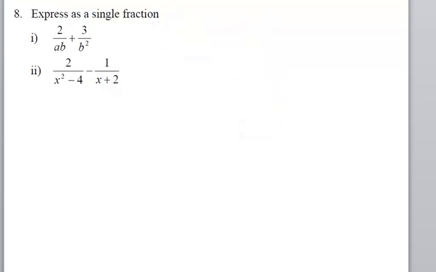Okay, looking at question 8, we want to express these as single fractions. If we look at this first fraction, we have AB at the bottom. Here we've got B squared. So we can make AB squared what we use, and that will make this the same denominator. To make this AB squared, we're going to multiply it by B on B. And then 3 on B squared. To make it AB squared, we need to multiply by A on A.